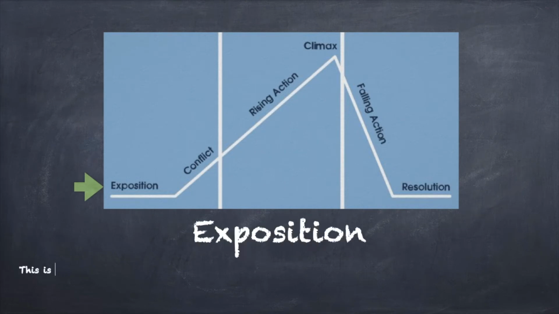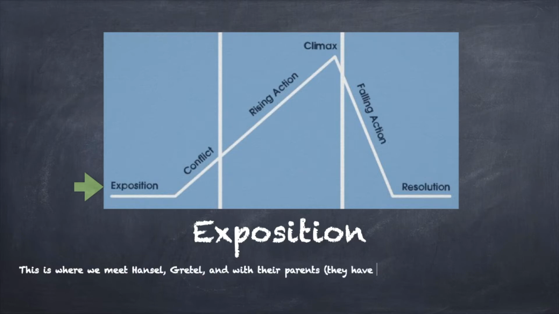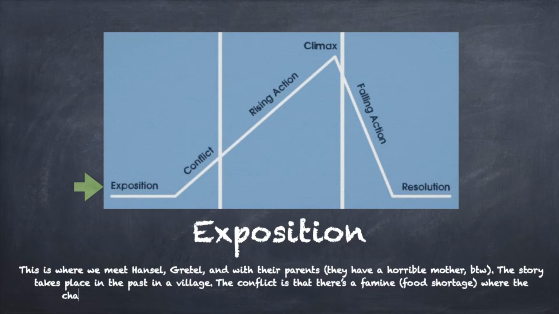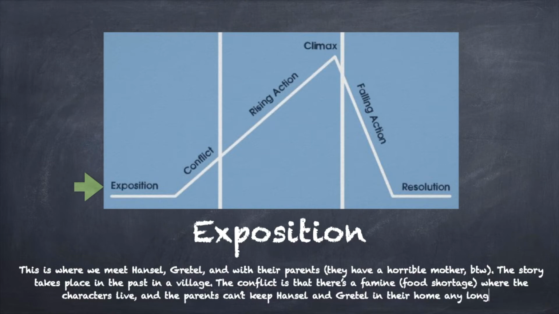So in the exposition of Hansel and Gretel, you meet their parents along with Hansel and Gretel, and you find out they actually have a really terrible mother and a father who has absolutely no backbone. But let's get back to the exposition, shall we? So the story takes place in the past in a village, and the conflict that you see in the story is there's a famine or a food shortage that's going on in their village. It's so bad that the parents aren't even able to keep Hansel and Gretel, and that terrible, horrible mother comes up with a terrible, horrible decision.